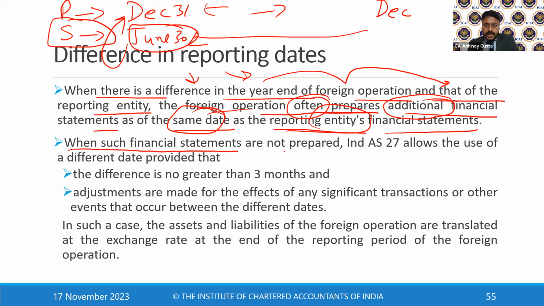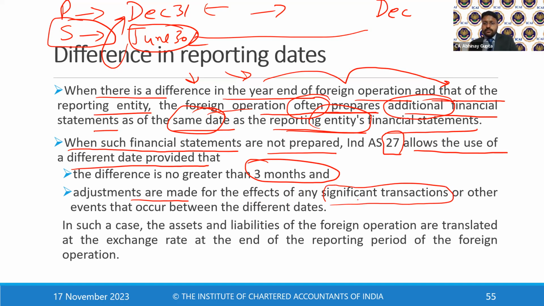When such financial statements are not prepared by the foreign operation or the subsidiary, Ind AS 27 allows the use of a different date provided the difference is no greater than 3 months, and adjustments for the intervening period for all the significant transactions are given effect. So the difference shouldn't be more than 3 months.